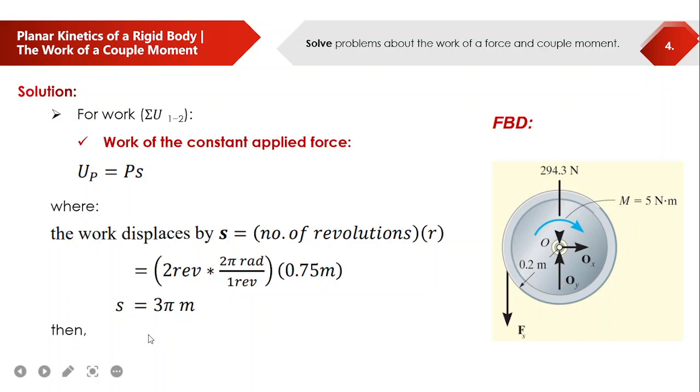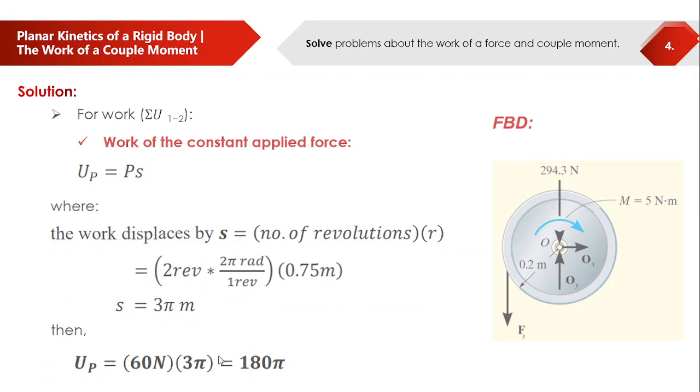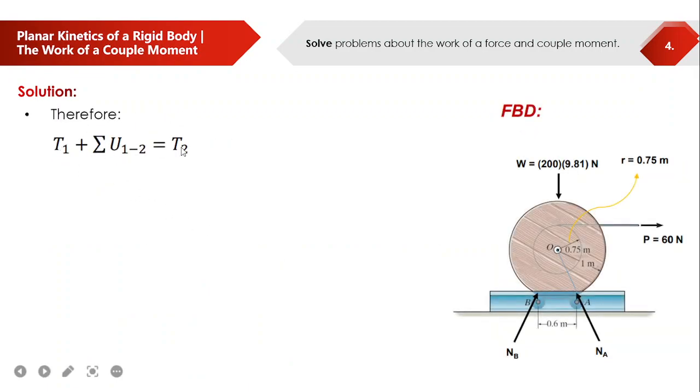So applied natin, that will be 60 Newton times 3 pi, that will be 180 pi. So ito yung work done by the constant or applied force. Since you already have all of the terms here, we solved already for the T sub 1, we also solved for the work, and we determined na yung applied force lang yung nag-work.